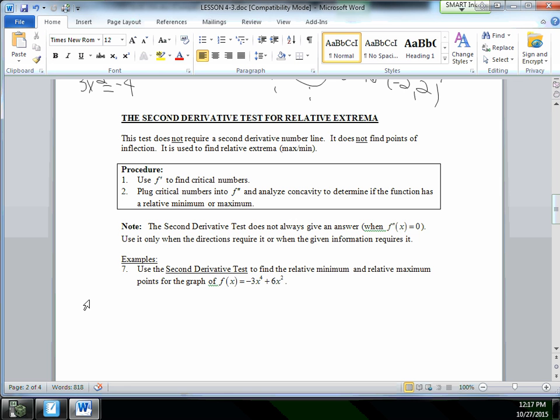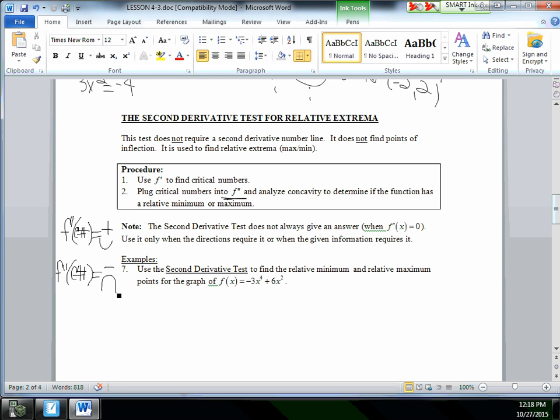So now there's another way you can use the second derivative test, where you can test for maxes and mins. You use f prime, you find your critical numbers like you normally would in f prime, but then you plug them into f double prime. And if f double prime of that critical number equals a positive, then you know it's a min. If f double prime of that critical number equals a negative, then you know it is a max.